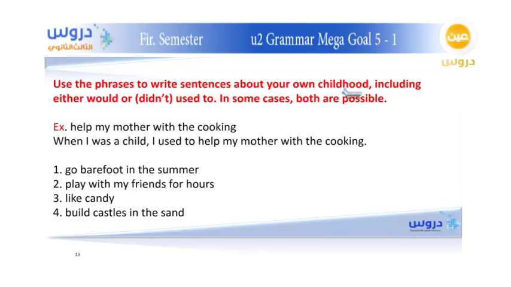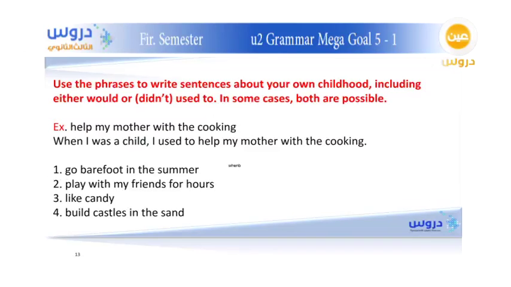So it's about your own childhood. Let's read the first one here: go barefoot in the summer. How can we write this or use this phrase to talk about our childhood?